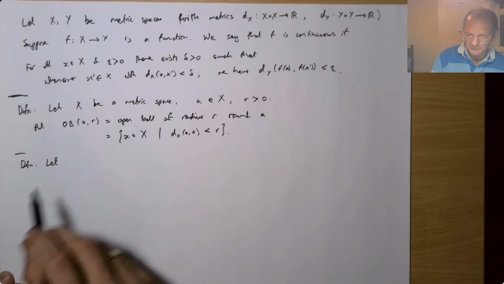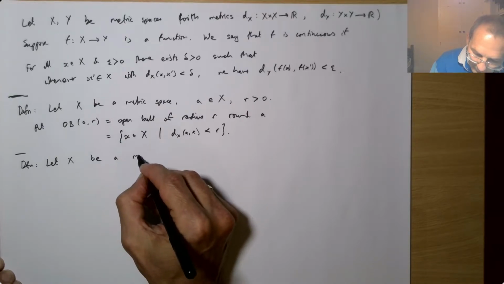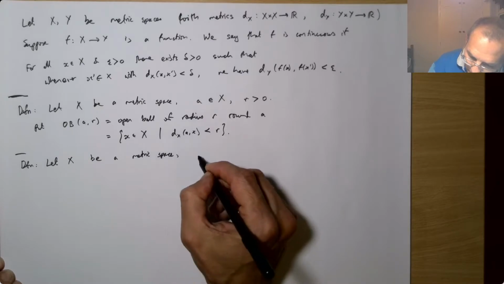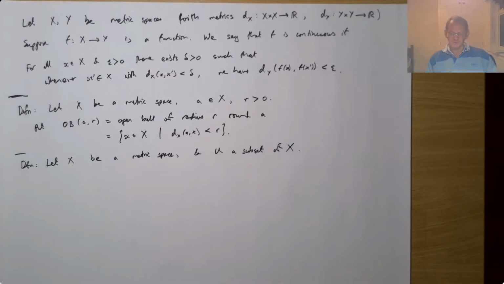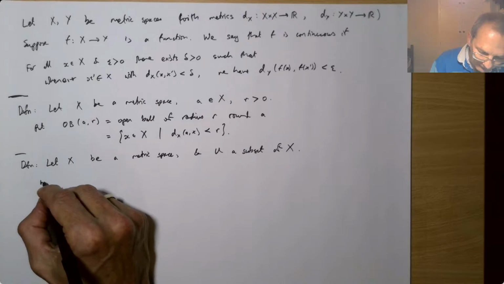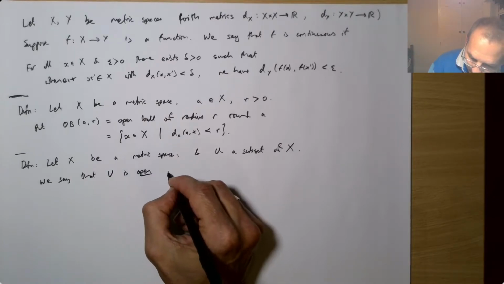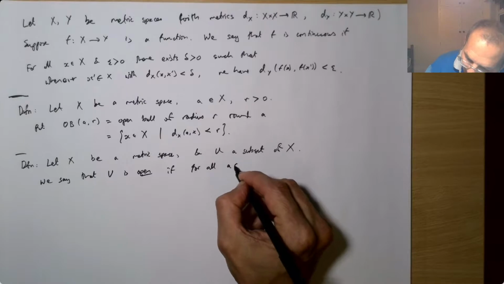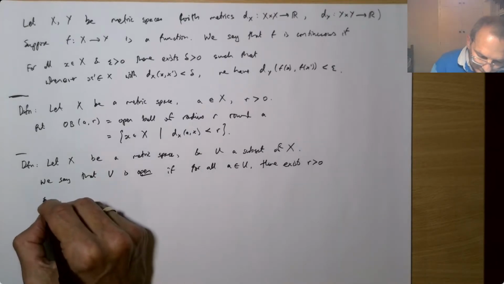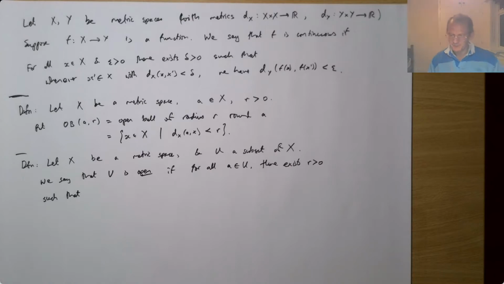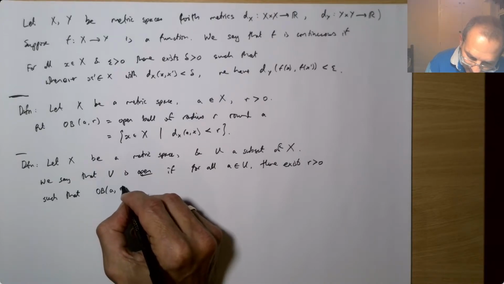And having defined these open balls, we can define what we mean by a general open set. So I'm going to suppose we've got some metric space again and some subset of it, U. So we say that U is open if for all a in U, there exists some radius r greater than 0 such that the open ball around a, radius r, is contained within U.